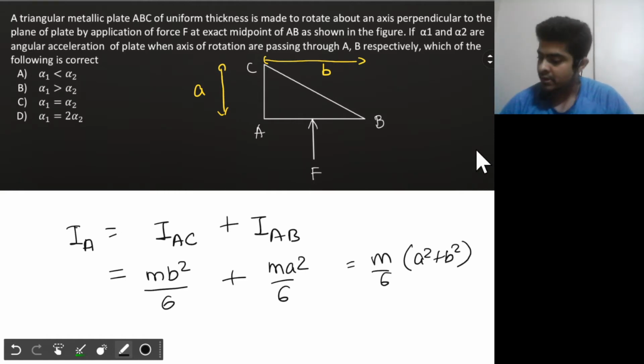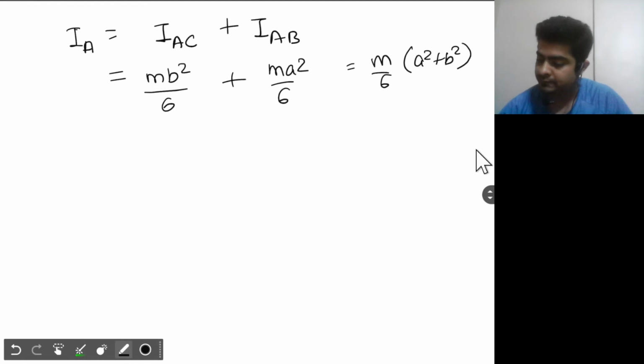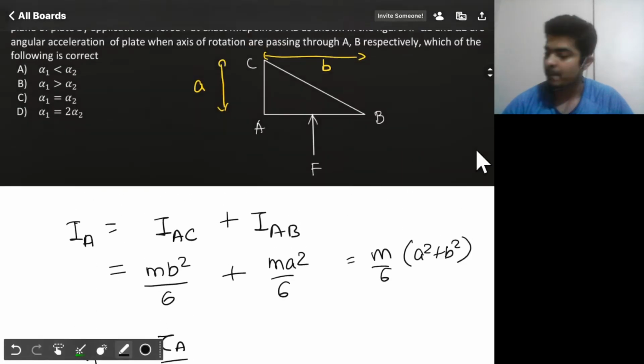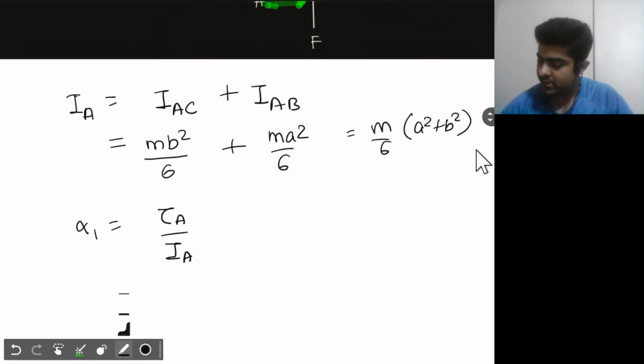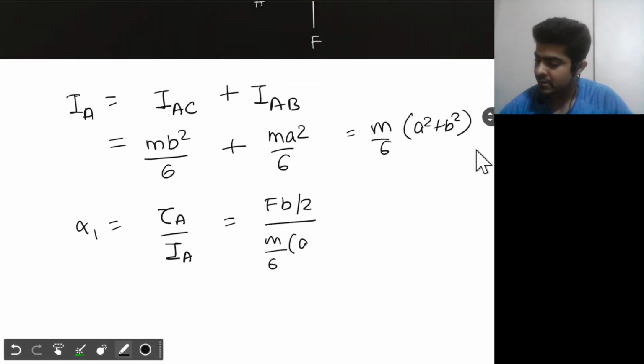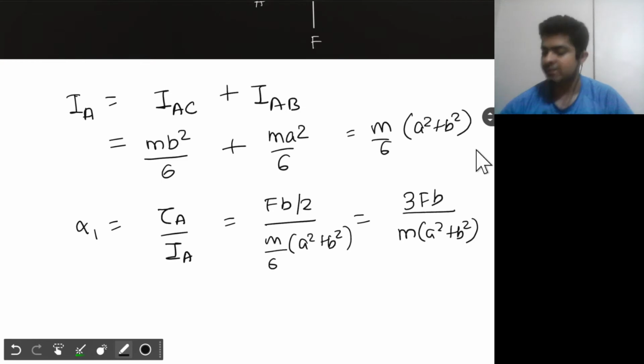Okay. Now let's find alpha 1. So alpha 1 will be torque about A divided by moment of inertia about A. So how do you find the torque about point A? This distance will be how much? B by 2. So force into distance B by 2 will give you torque. So we can simply write down over here F B by 2 divided by M by 6 (A square plus B square). This gives us 3FB by M (A square plus B square). This is your alpha 1.